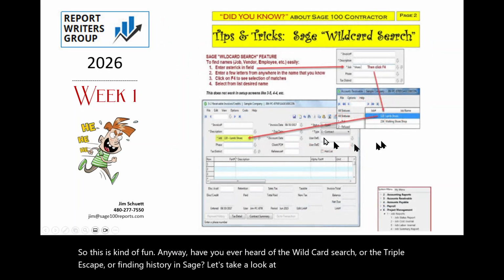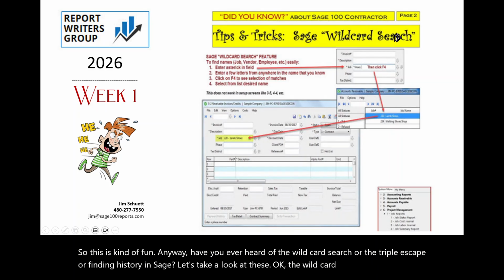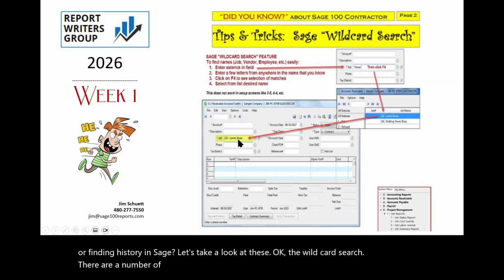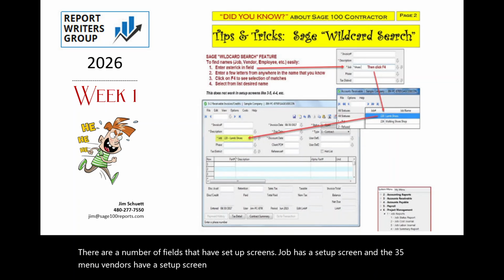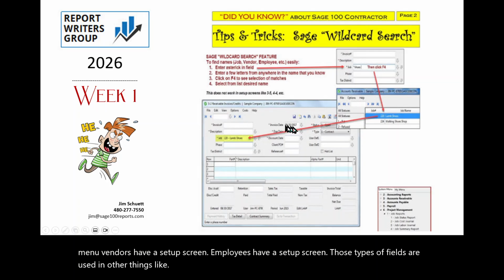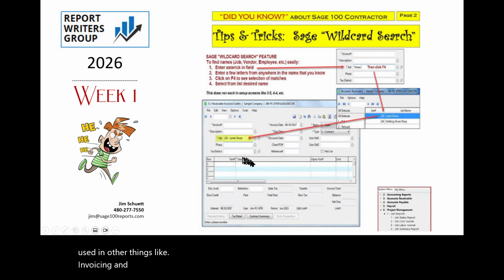Okay, the wildcard search. There are a number of fields that have setup screens. Job has a setup screen in the 3.5 menu. Vendors have a setup screen. Employees have a setup screen. Those types of fields are used in other things like invoicing and time cards and things like that.